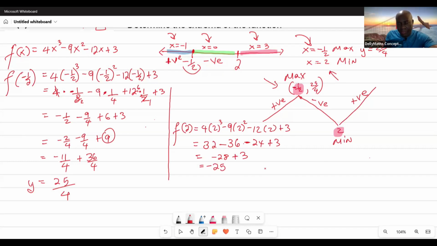So now let's put it together finally. So these are our extremes. At maximum, we have the point negative half, 25/4. And at minimum, we do have positive 2 and negative 25.